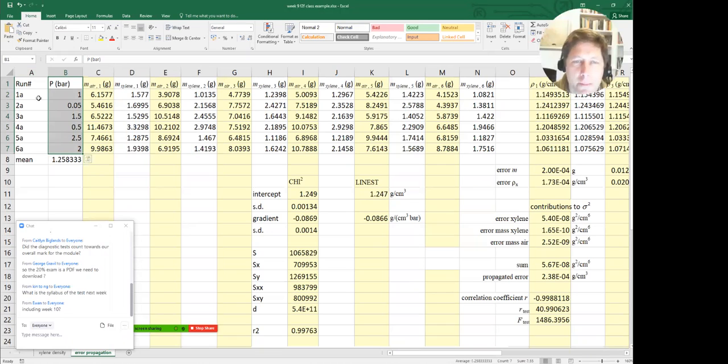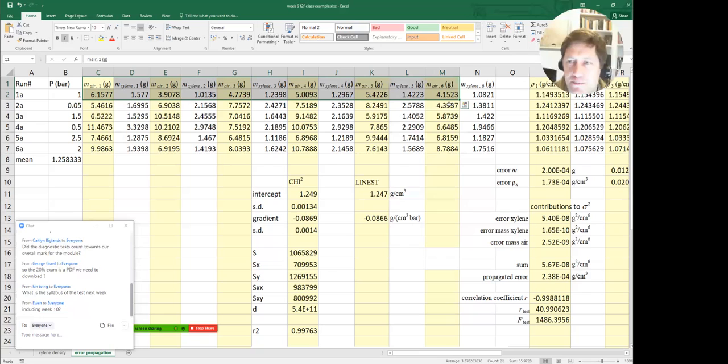Each time we've done a run here, we have taken 6 samples of our dough, and here are 6 pairs of numbers: mass in air 1, mass in xylene 1, and so on, 2, 3, 4, 5, 6. So we had the lump of dough, and we took 6 lumps, some smaller samples out of that dough and measured the pairs of masses for each one.